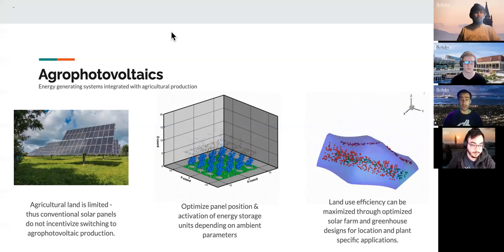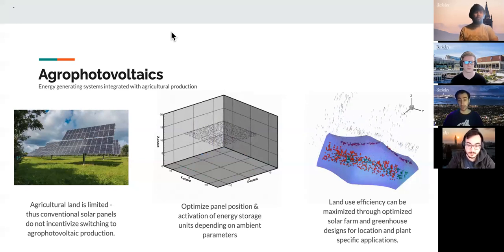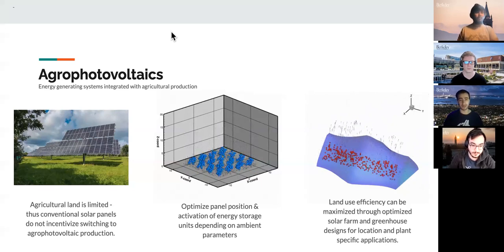We can also look at greenhouse systems in which land use efficiency can be maximized through optimized solar farm and greenhouse designs for location and plant-specific applications. And with that, those are all of the projects that we have been working on with regards to agricultural systems.